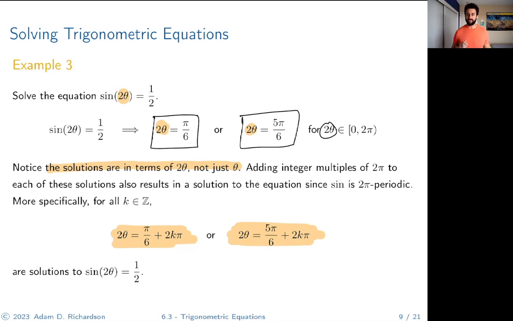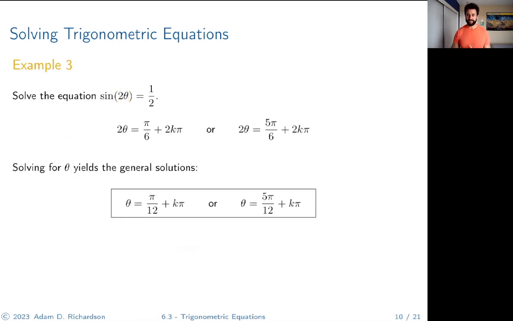But we wanted to solve for theta itself. So now what we have to do is take those results and divide both sides by 2. And we get this. So if we divide both sides of this equation by 2, we get theta is pi over 12 plus k pi. And if we divide both sides of this equation by 2, we get theta is 5 pi over 12 plus k pi. And those are the general solutions.